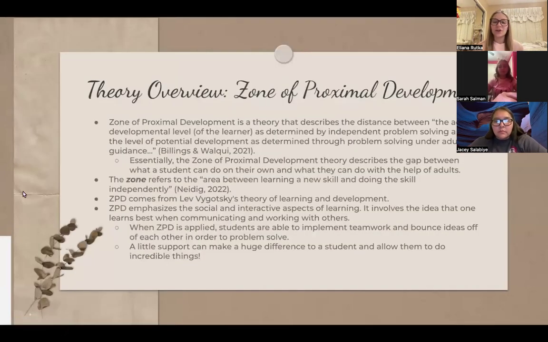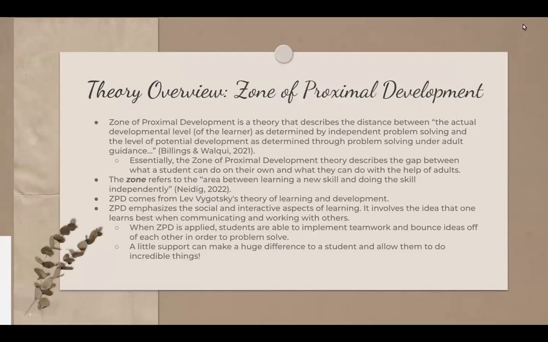Okay, so this is just a little overview about what the zone of proximal development actually means. The zone of proximal development is a theory that describes the distance between the actual development level of the learner as determined by independent problem solving and the level of potential development as determined through problem solving under adult guidance. So basically, the zone of proximal development theory comes from somebody named, I'm going to pronounce this incorrectly, Lev, I'll just say V.